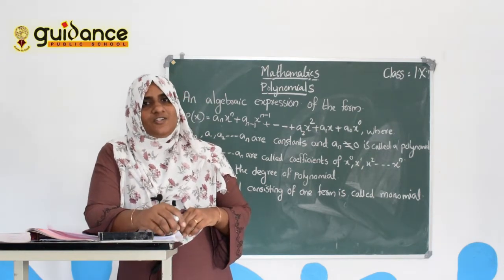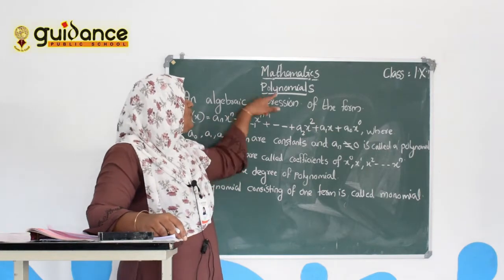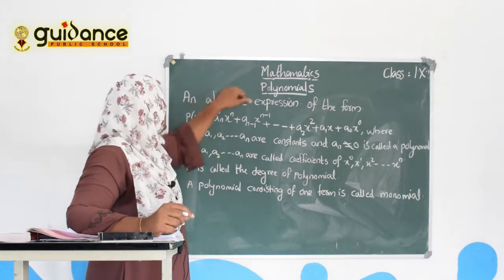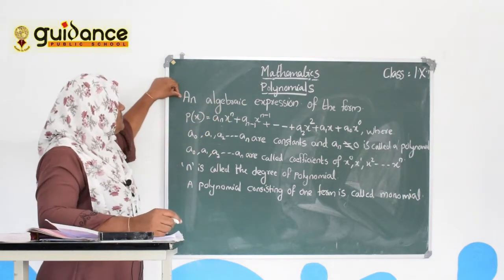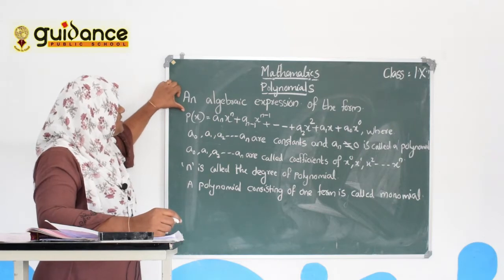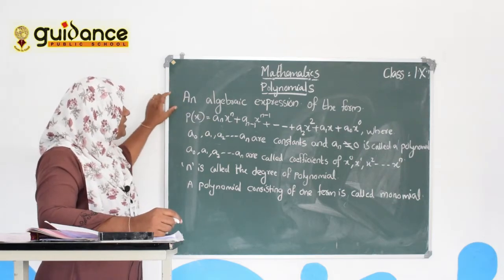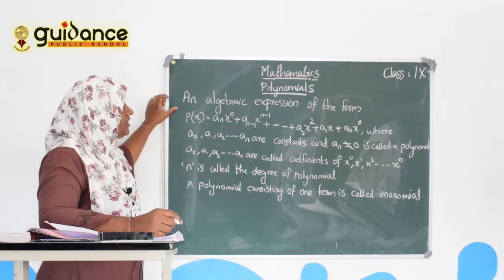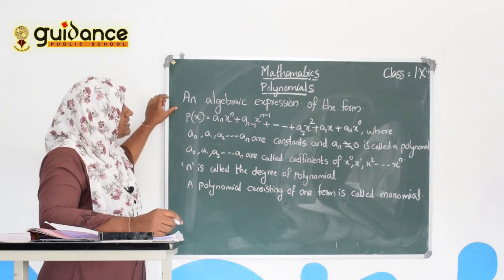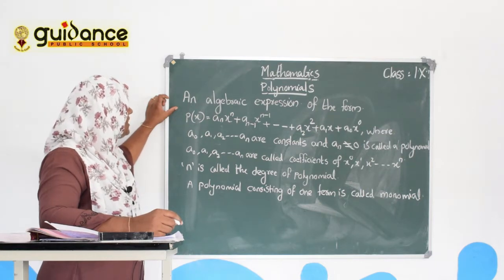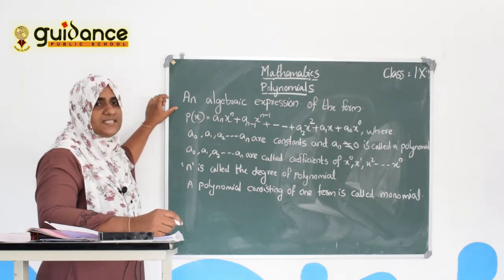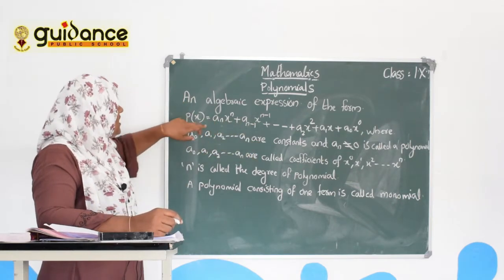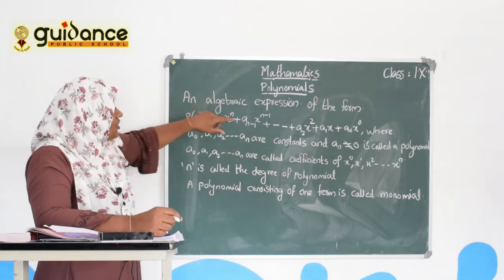Today we are going to learn about a new chapter, polynomials. Have you heard about the term polynomial? A polynomial is an algebraic expression of the form p of x equal to a n x raised to n plus a n minus 1 x raised to n minus 1 plus etc., a2 x square plus a1 x plus a0 x raised to 0, where a0, a1, a2 up to an are constants and an is not equal to 0.